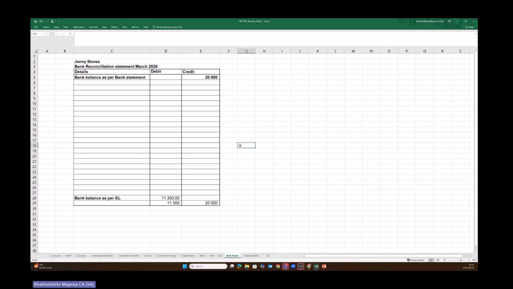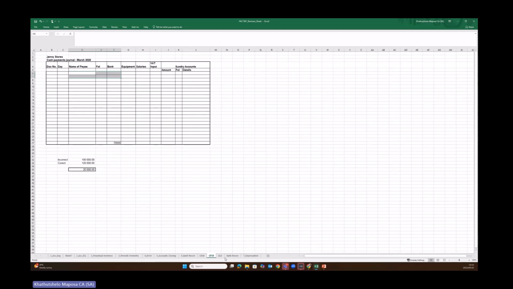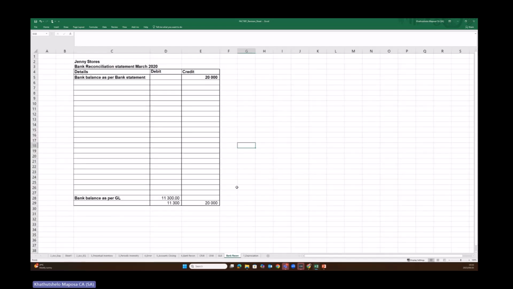Let me start with the difficult one. If there are errors, ask yourself a question: who made the error, or who has to correct the error? If it's the business which has to correct the error, it has to be corrected on the cash receipts journal or the cash payment journal. If it's the bank that made an error, that error has to be recorded or corrected in the bank reconciliation statement. Because here it's almost like we are rewriting our bank statement.